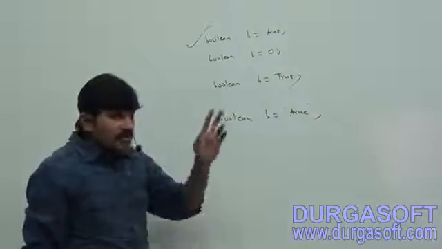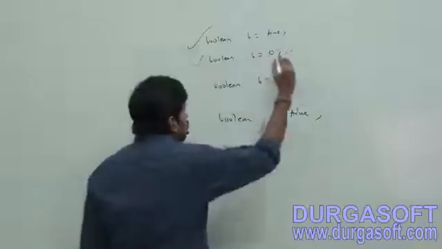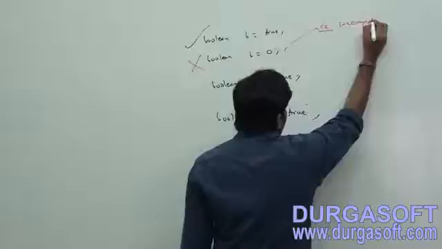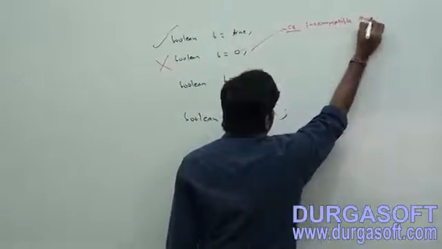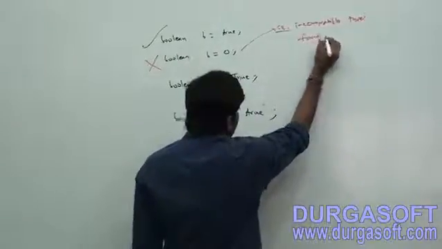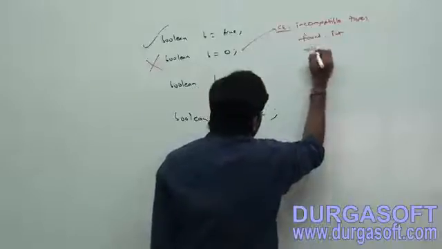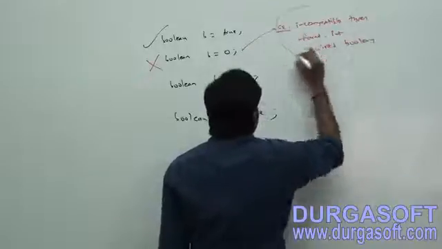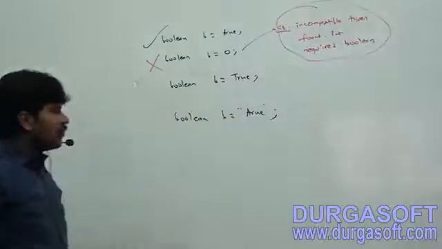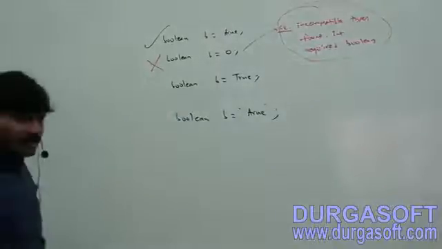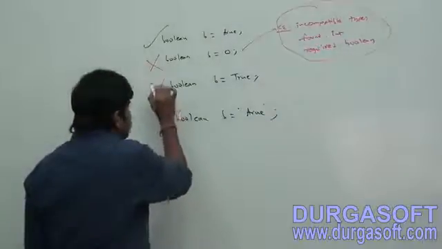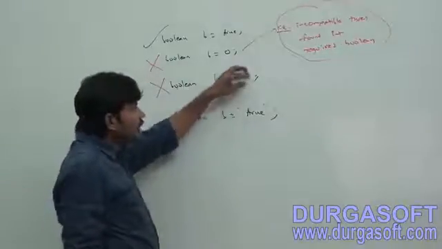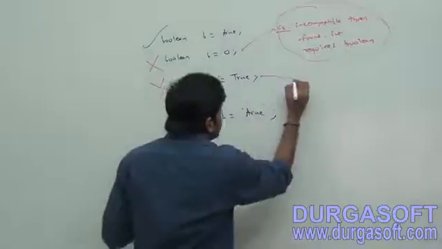Can you spell out the compile time error? Incompatible types. Found int, required boolean. That is the compile time error, right? Next, Boolean b is equal to TRUE in capital letters. Valid or invalid? Invalid, because it is not a valid value for any type.